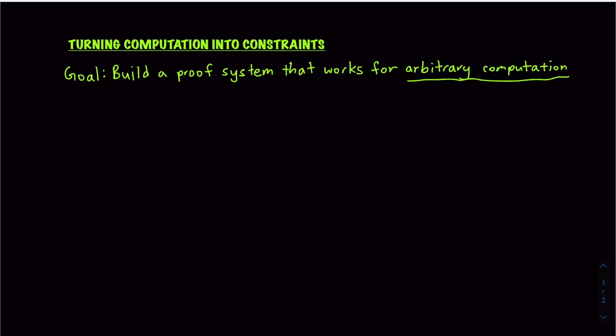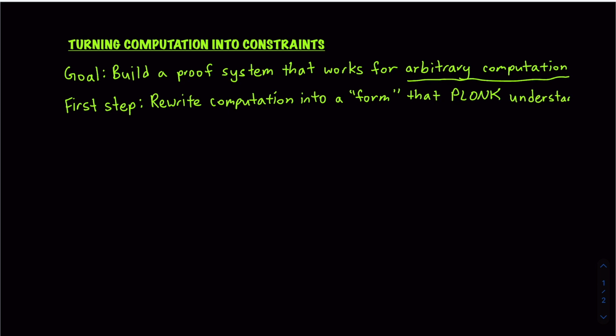But PLONK doesn't work directly on code or computations. Instead, it works on algebra, specifically polynomial constraints. So before we can dive into the protocol itself, we first need to rewrite our computation into a form that PLONK can understand. In other words, we need to translate it into an algebraic structure that captures the computation's behavior. Once we've done that, PLONK can step in and handle the proof part.